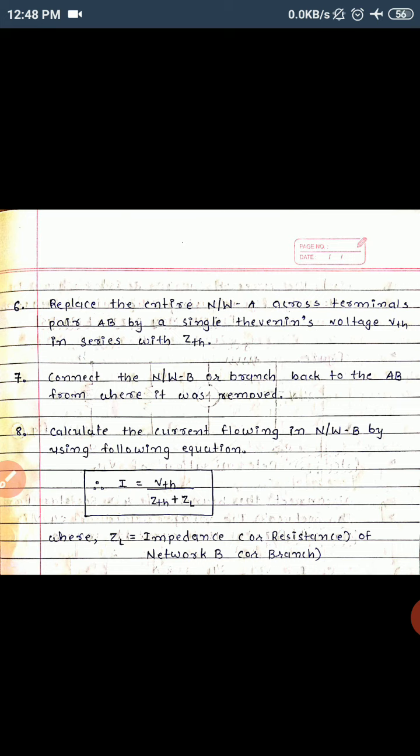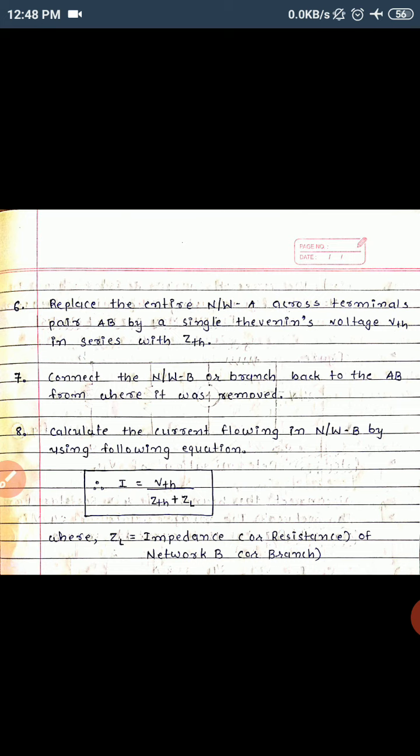Then step number 7: connect the network or branch back to the terminals AB from where it was removed. Initially we removed network B. So now the entire network A is replaced by a Thevenin voltage source VTH and Thevenin impedance ZTH, and their terminals will be connected to network B.